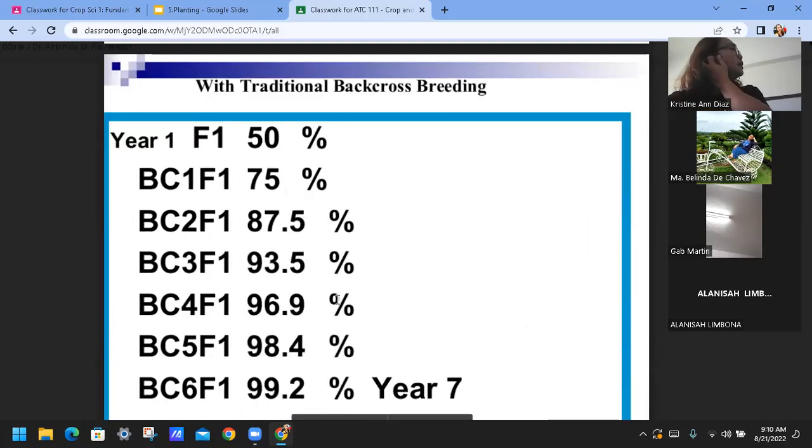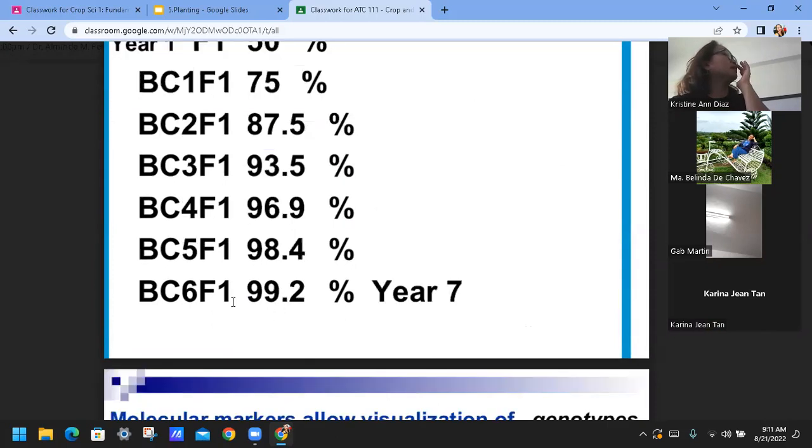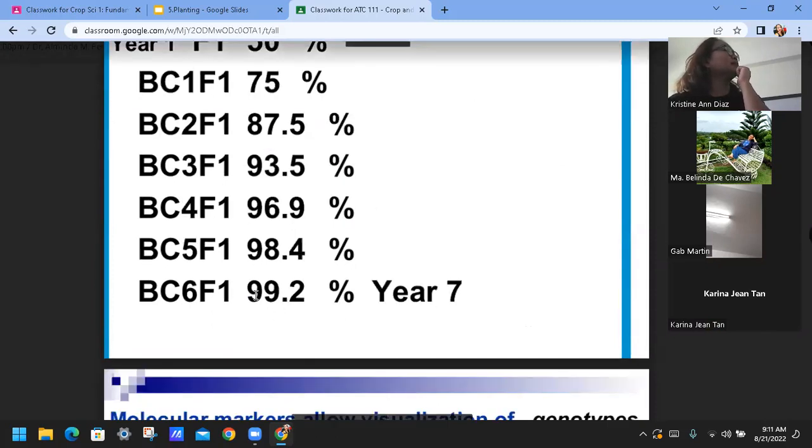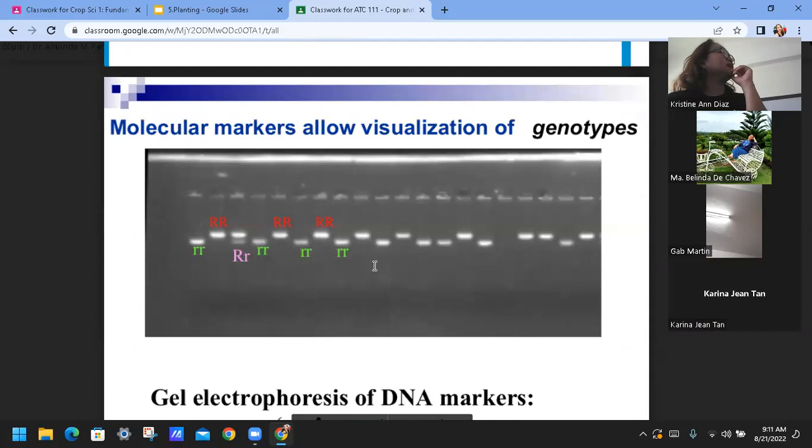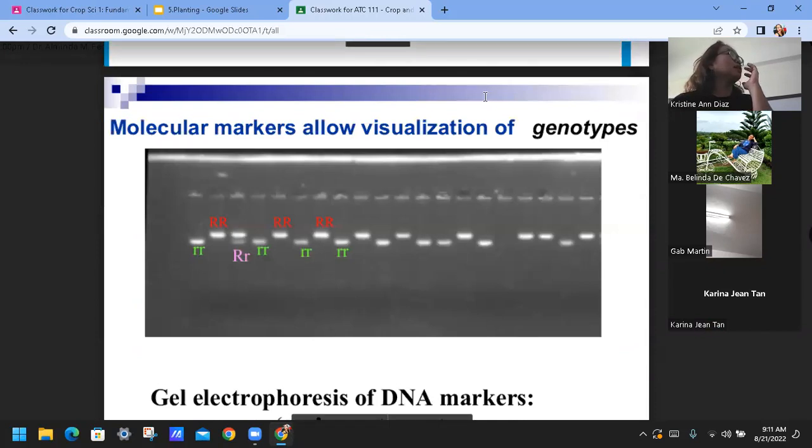So, this is backcross 1, 2, 3. As you can see, from the first filial generation, when you backcross it to the parent, after several generations, you will get 99% of the original trait. Using the molecular markers, it's simpler to visualize the genotypes.